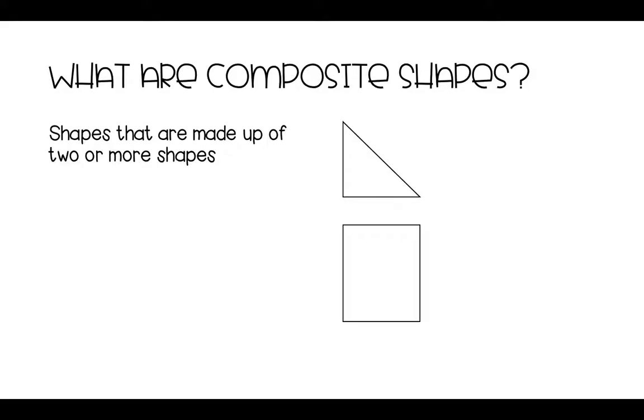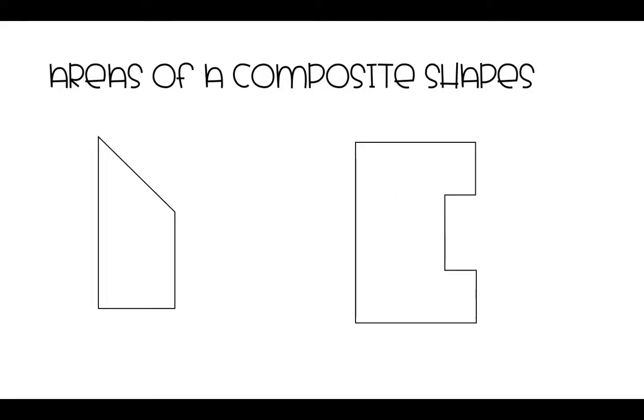Now, if we combine these shapes, we end up with a composite shape because it's made up of the 2 shapes here. So where are like the areas of this shape? How do we solve this problem if we were given this?